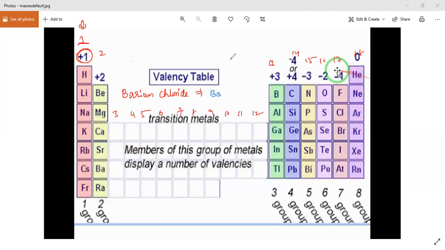If I write here, again confusion will happen, so I'll write it here itself. Can you see the screen? Barium is +2, because barium belongs to the second group. Cl belongs to what group? 17. Cl belongs to group number 17, so it will show -1.